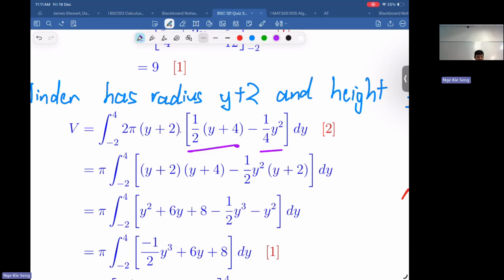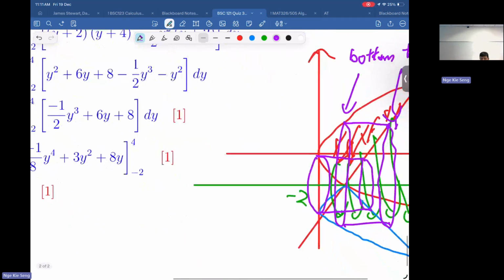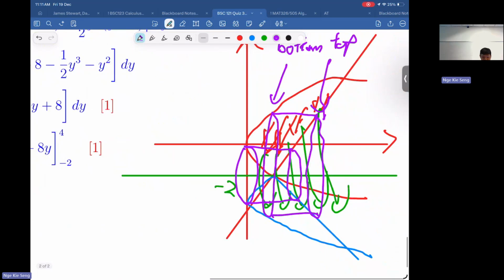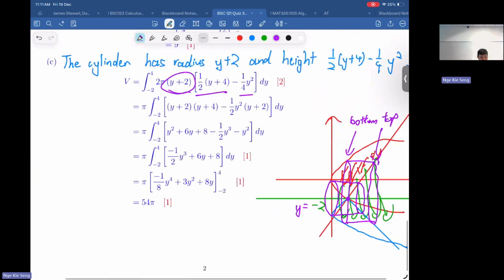How about the radius here? Why is it y plus 2? Basically you should count from this y equals minus 2 line. If you're at minus 2, your radius should be 0. So that's why you plus 2.